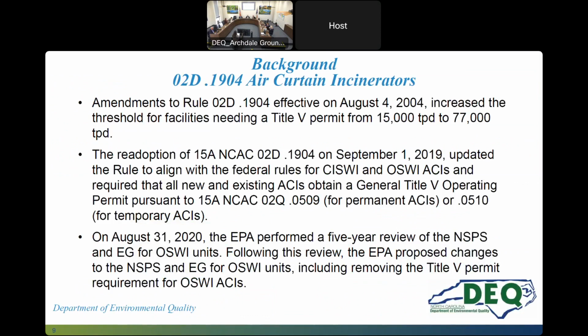Amendments to Rule 02D .1904, effective on August 4, 2004, increased the threshold for facilities needing a Title V permit from 15,000 tons per day to 77,000 tons per day. The readoption of 15A NCAC 02D .1904 on September 1, 2019, updated the rule to align with federal rules for SISWI and OSWI ACIs and required that all new and existing ACIs obtain a general Title V operating permit pursuant to 509 for permanent ACIs or 510 for temporary ACIs.